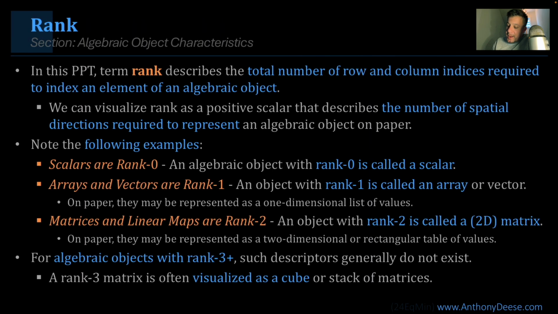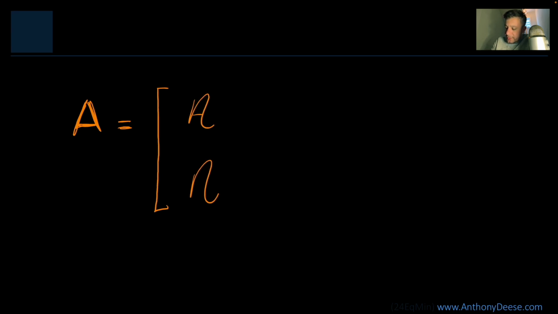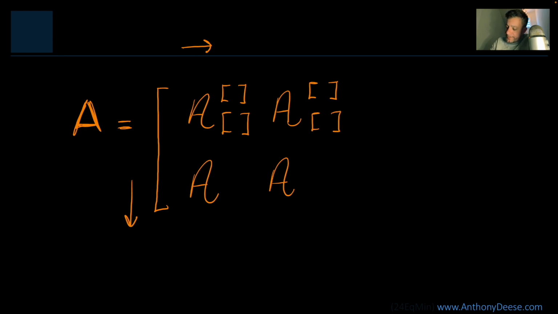All right. So in this PowerPoint, the term rank describes the total number of row and column indices required to identify an element of an algebraic object. So let's take an example like a matrix. Okay, so we have a matrix A, and let's say it's 2 by 2. I'm going to try to stick with my notation. I'm using italic here to represent the sub-elements. Now, why am I drawing 2 brackets here? Because I need to index an element, I need to identify its row as well as its column. So I'll draw 2 brackets for each one of these.